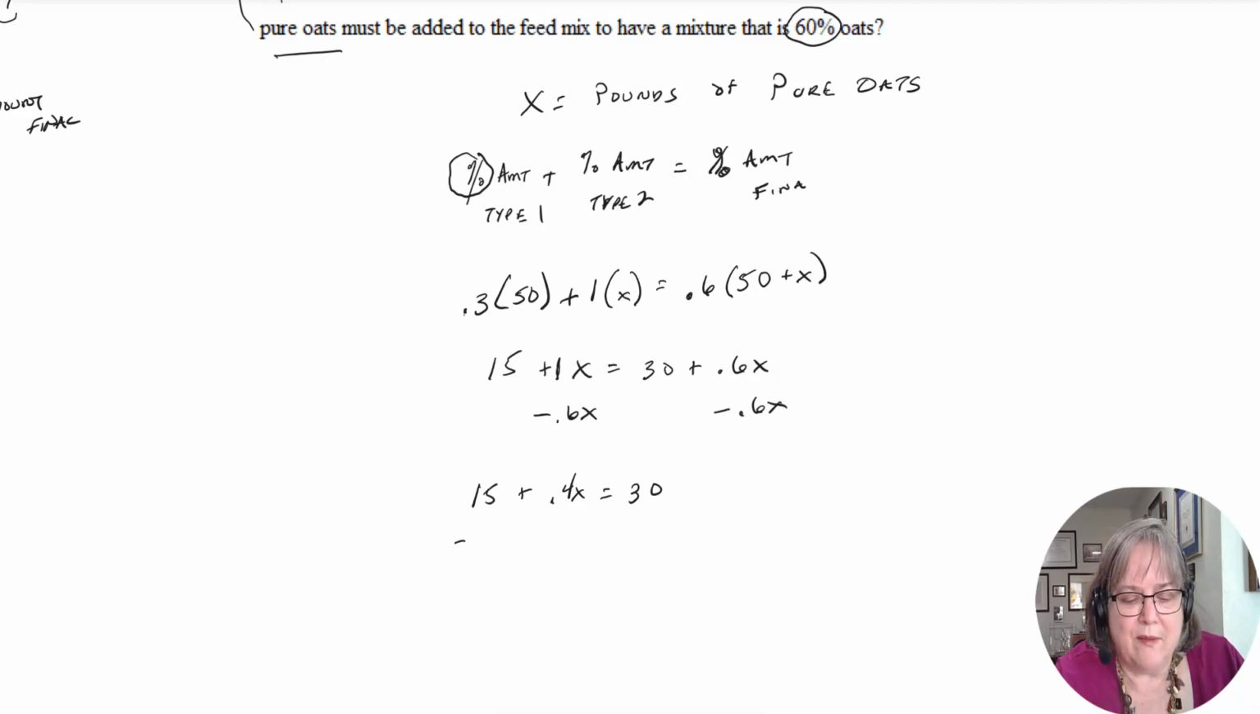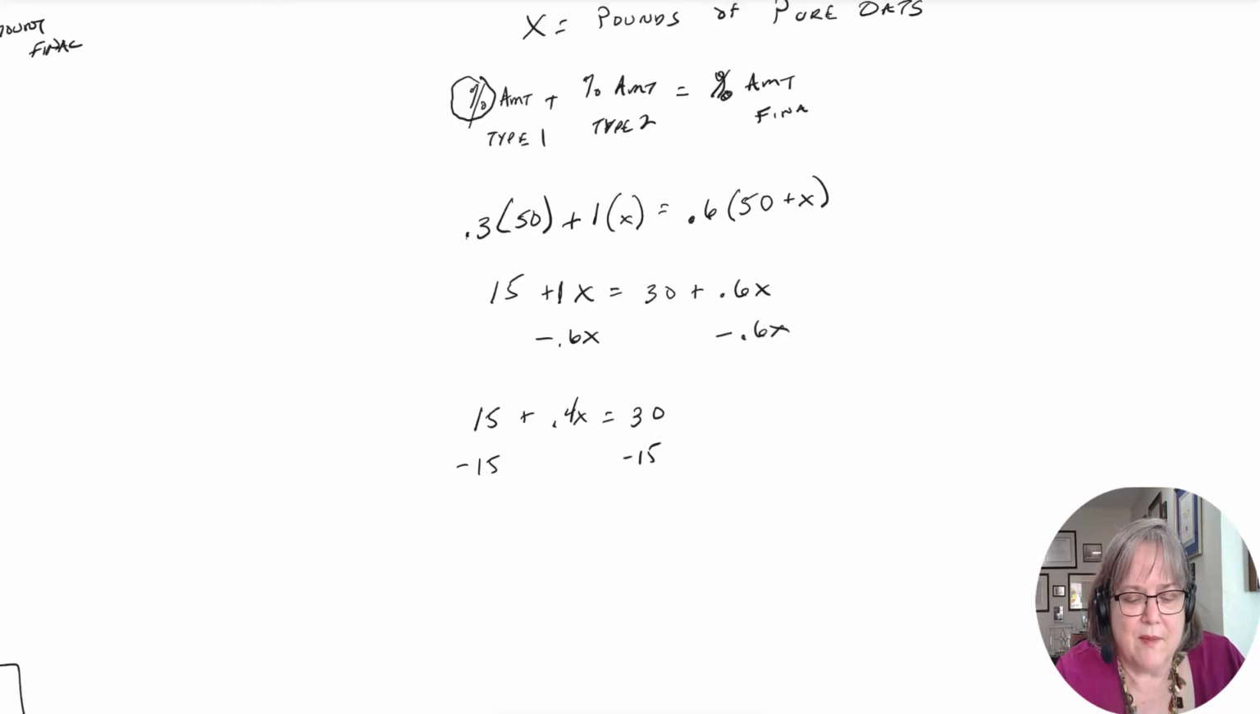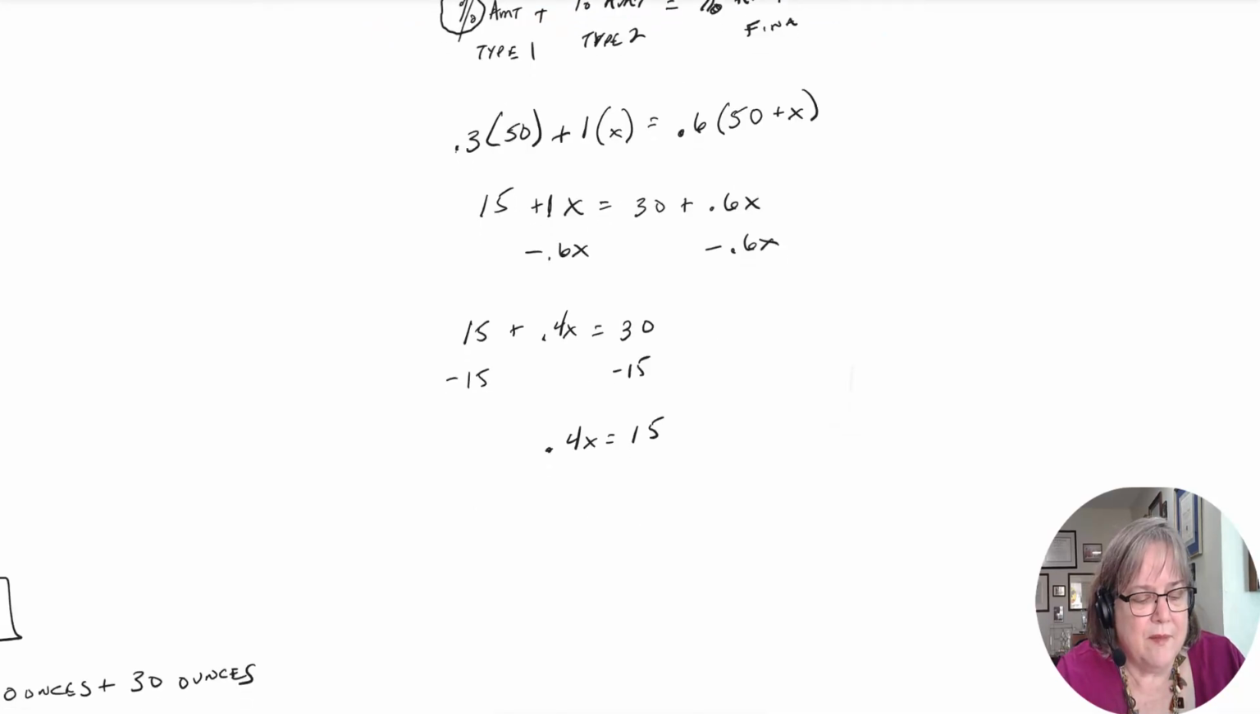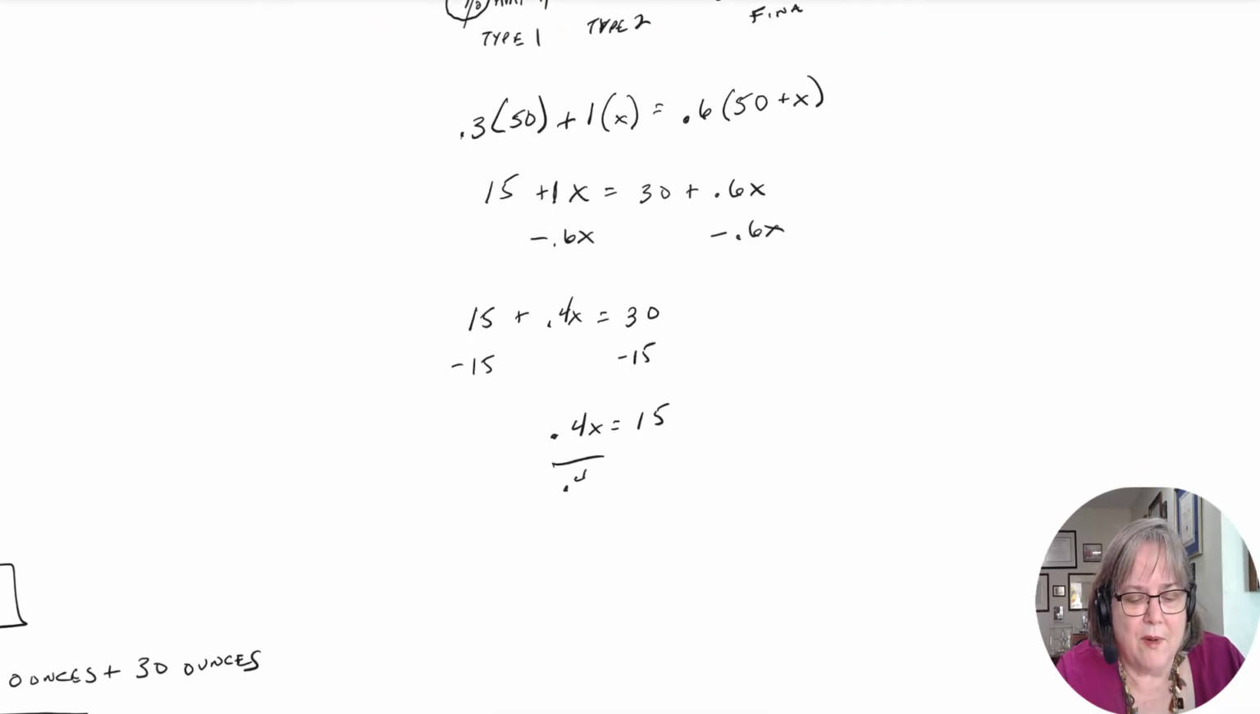So then we subtract 15 from both sides. And 0.4x is equal to 15. So I divide both sides by 0.4. So x is 37.5 pounds.